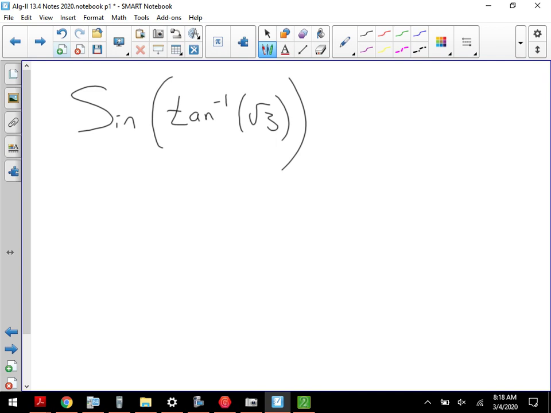So this innermost parenthesis says what angle has a tangent of √3. Well, tangent of √3 means the opposite is √3 and the adjacent has to be 1. So what's your angle there? 60 degrees. So I know it has to be 60 degrees. Now, what's the sine of 60 degrees?